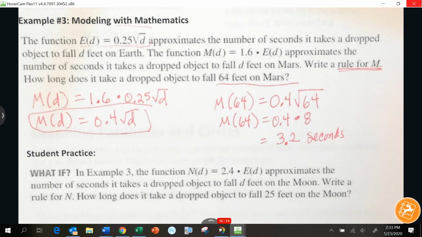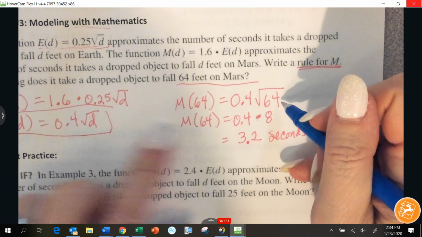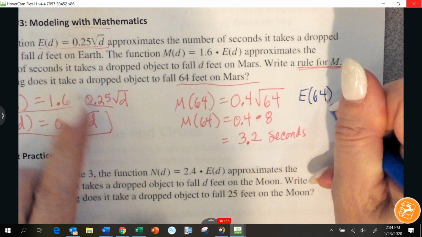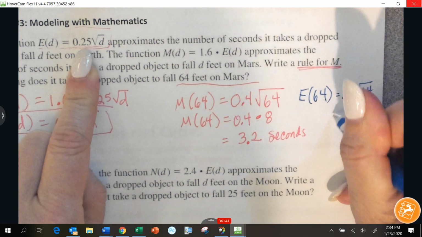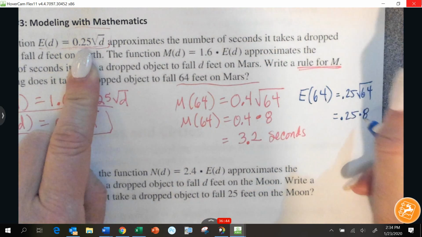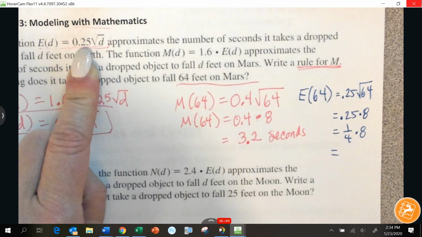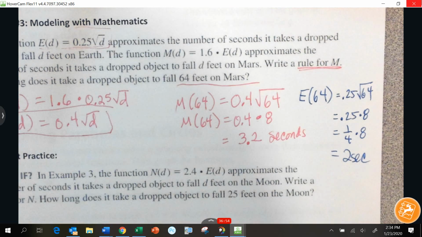Is that going to fall faster or slower than on Earth? How can we find out? Plug it into Earth's equation. Let's do E of 64, which is 0.25 times square root 64. So 0.25 times 8, 1/4 of 8, is 8 divided by 4, which is 2. 2 seconds.